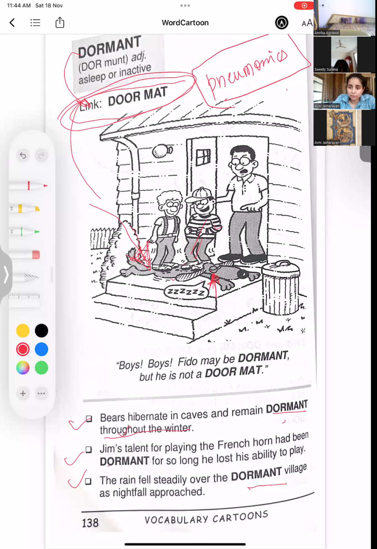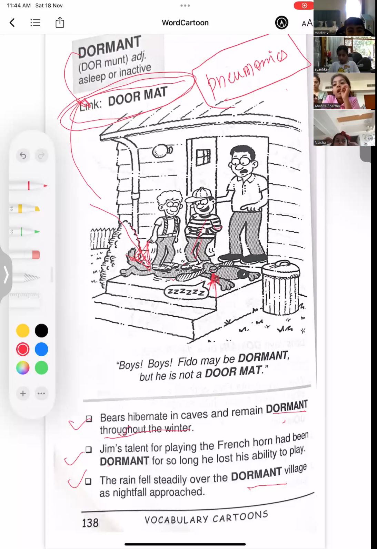So dormant is the first word that we read yesterday in the last class, which means inactive. Now how this book has been designed so that we can remember the word. Boys, boys, Fido may be dormant, but he's not a doormat. That's a joke. Bears hibernate in caves and remain dormant throughout the winter. They are inactive.